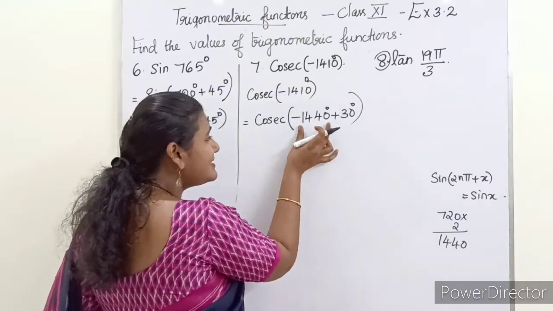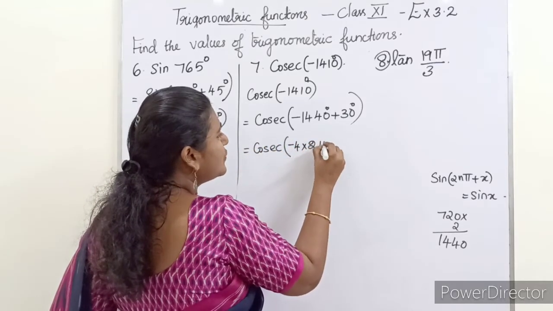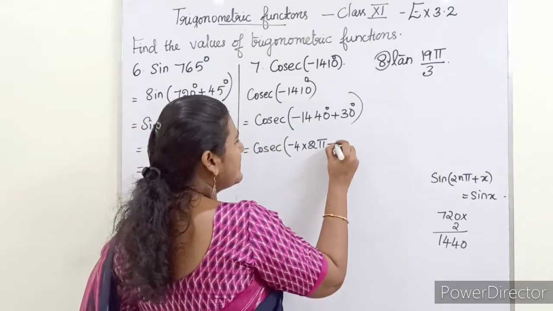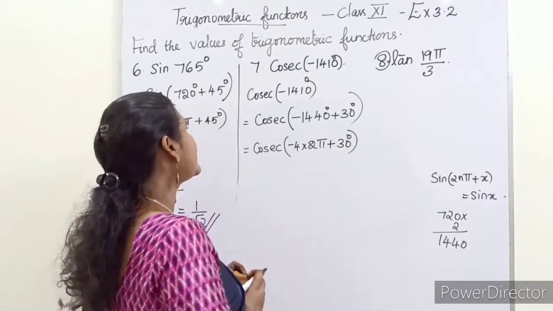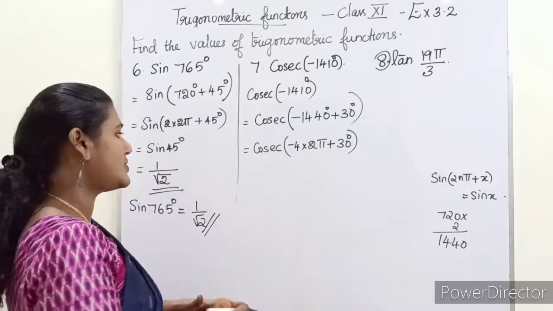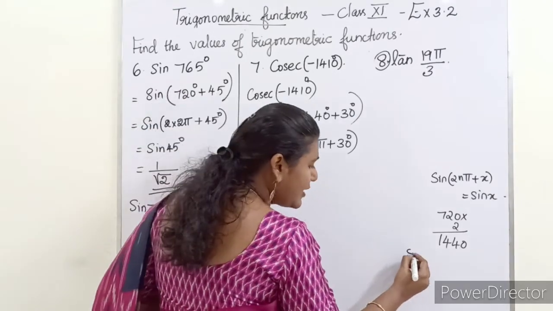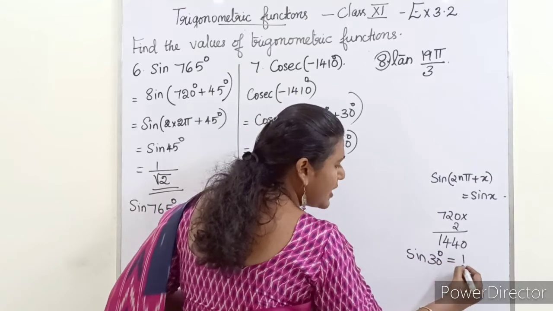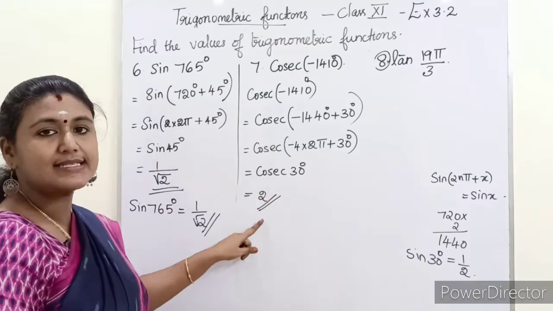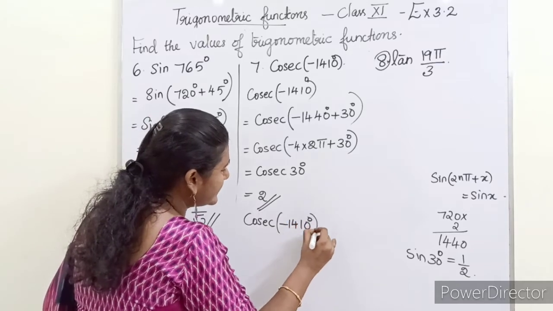Now how will you represent this angle? This we can write as cosec of minus 4 into 2 pi plus 30 degree. Since this property is true for sin x, it will be true for cosec x also. So we can write this as cosec 30 degree. Now what is the value of sin 30 degree? Sin 30 degree is equal to 1 by 2. So cosec 30 degree will be the reciprocal of that, that is, the answer is 2. So cosec minus 1410 degree is equal to 2.